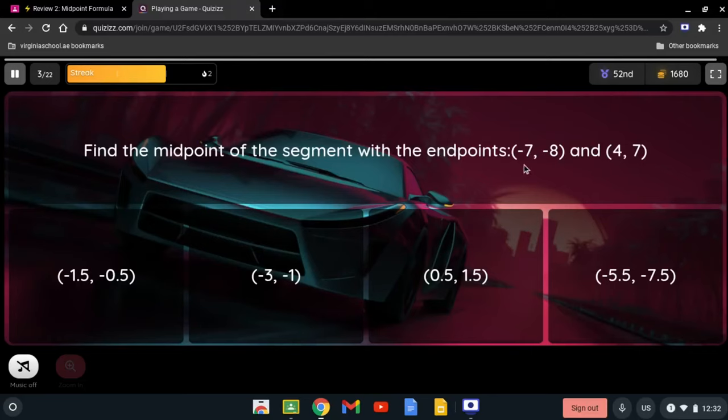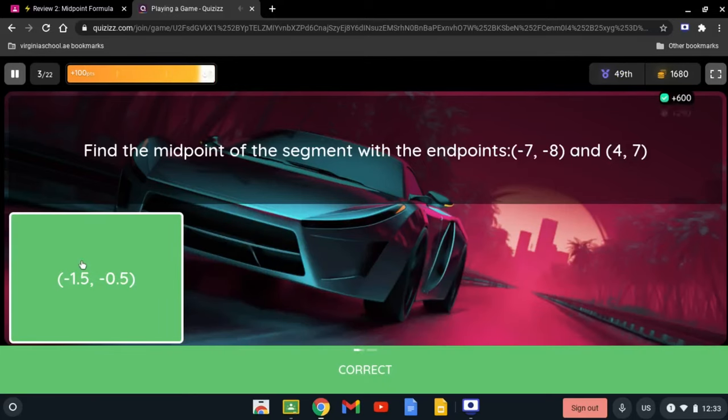Find the midpoint of the segment with endpoints. We have negative 7, negative 8 and 4, 7. So again, we're going to do the same as last time. So we're going to replace x1 and x2 in the midpoint formula. So x1 is negative 7. We're going to write it down. Negative 7 plus 4 is negative 3. And then negative 3 divided by 2 is negative 1.5. We don't have to complete the solution because, as you can see, it's already negative 1.5 and there's not much else like the rest of them. So we're going to choose that.